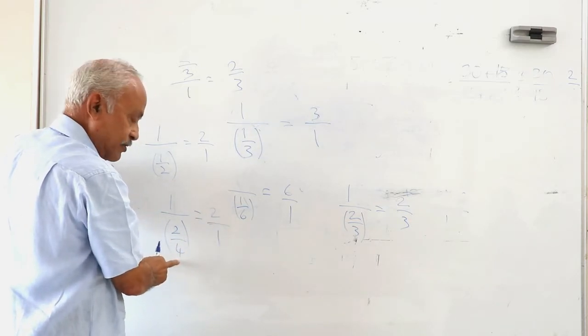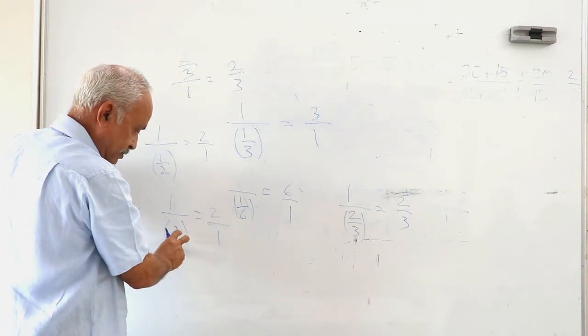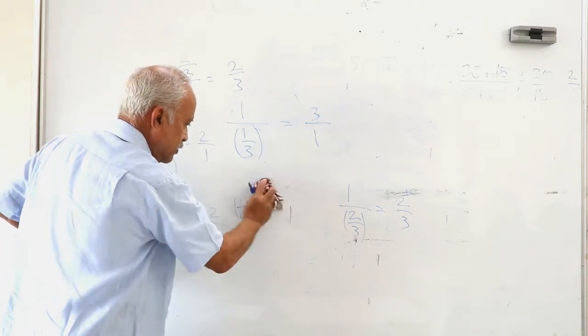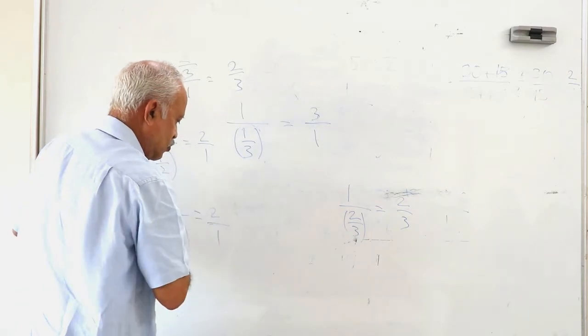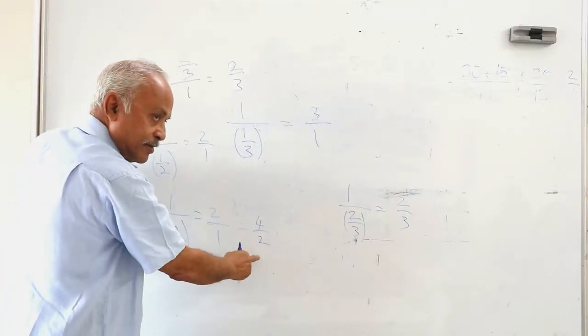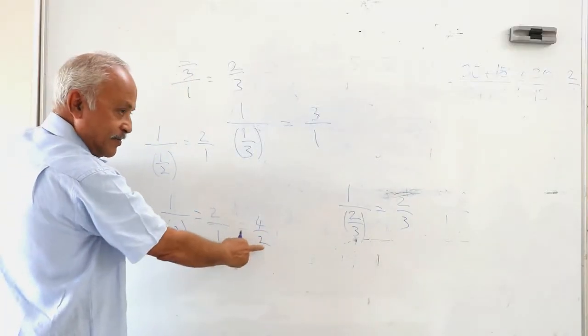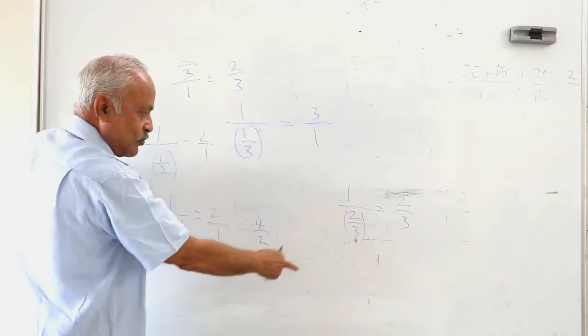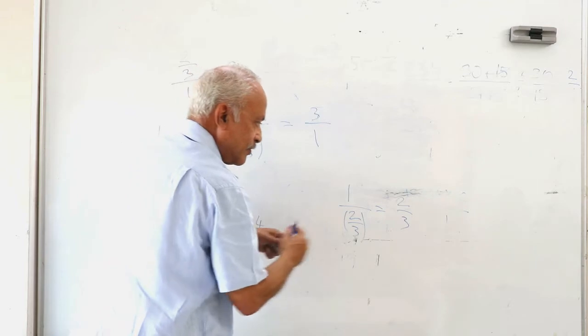But in terms of 4, I want to do something with this fraction. What is 2 by 1 equal to? What are the equivalent fractions of 2 by 1? 4 by 2. So 1 upon 2 by 4 is 4 by 2. Okay. So what is 1 upon 2 by 3?